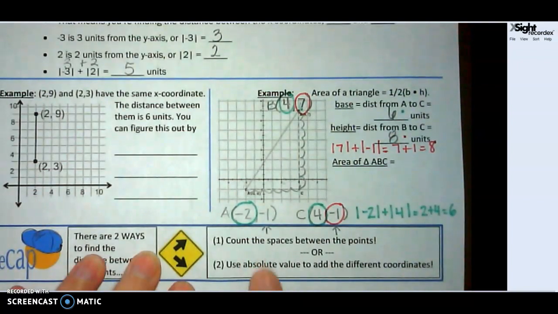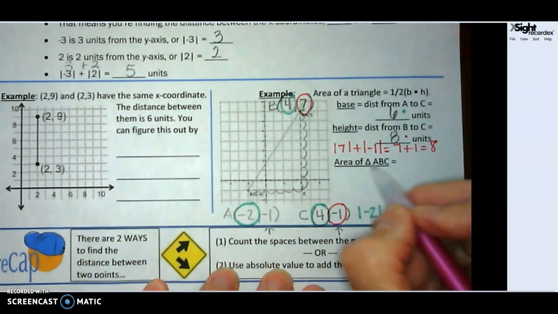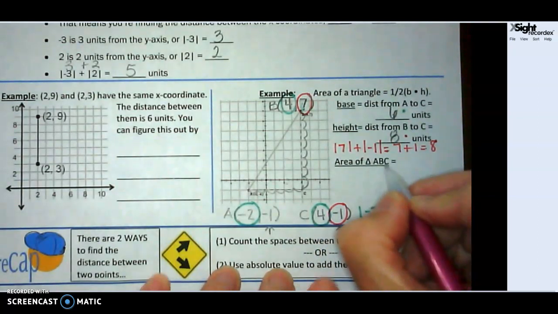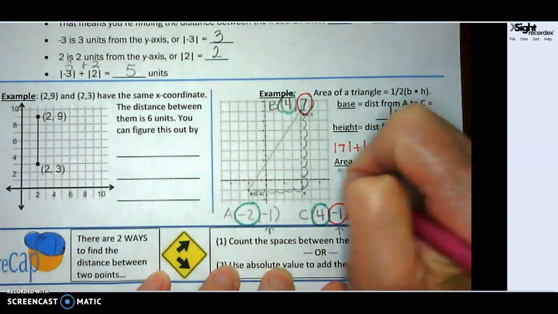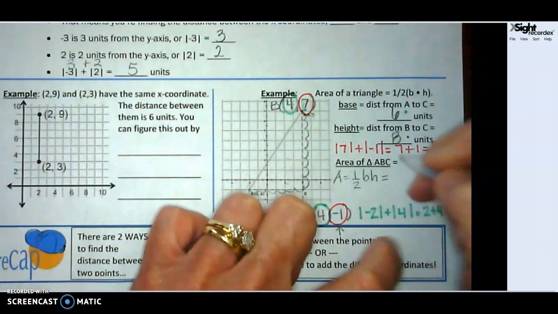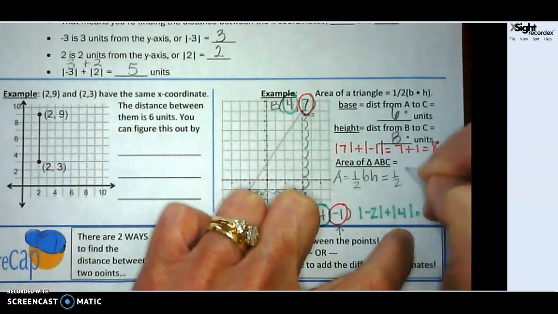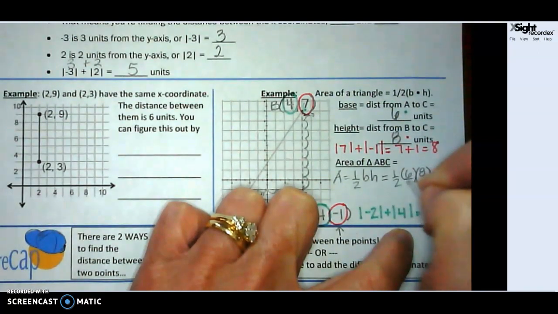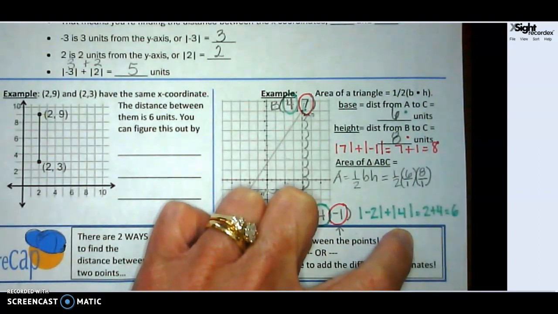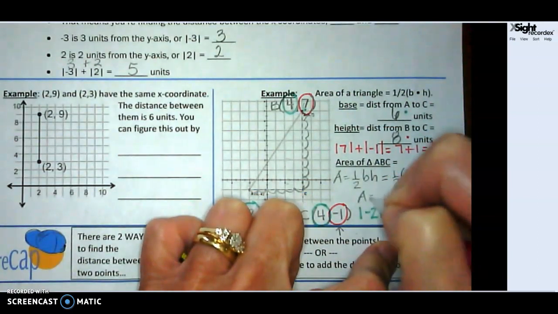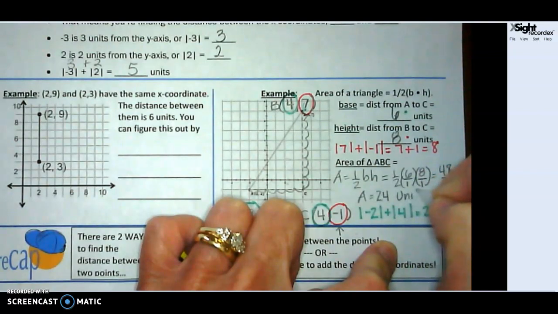But I want you to remember 2 ways to find the distance between points. Now, we're going to get to finding the area of triangle ABC. We use the formula. Area is 1/2 the base times the height. Don't want to forget our 1/2. The base is 6 and the height is 8. So we can put 1s in the denominators, and we get 48 over 2, which is equal to 24 square units.